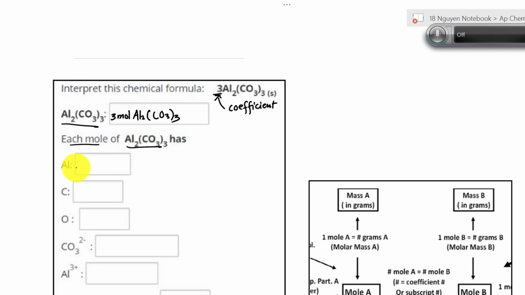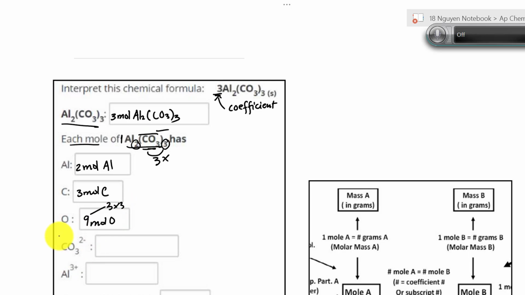In 1 mole of this, notice we no longer need the coefficient because the coefficient is 1. How many moles of aluminum are we going to have? Of course, that 2 right there indicates there are 2 moles of aluminum. And then we get to carbon. Notice how that 3 right there indicates there are 3 of what is inside the parentheses. In this case, carbon, 3 times 1 gives us 3 moles of carbon. Oxygen, 3 times 3 gives us 9. So we have 9 moles of oxygen.